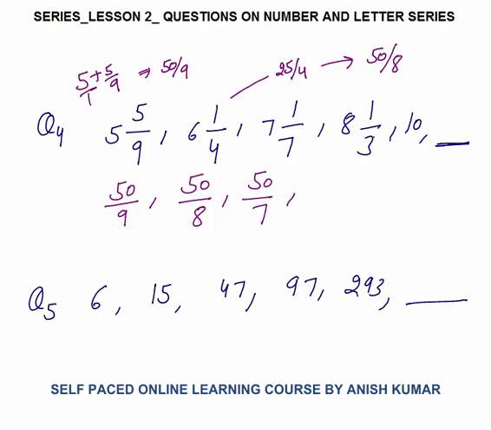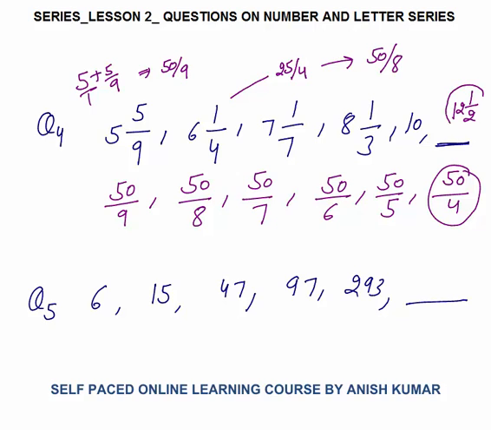Same way 8 1 by 3. This is 25 by 3. 8 3s are 24 plus 1, 25 by 3. 25 by 3 you can write it as 50 by 6. Same thing. This 10 you can write it as 50 by 5. Now you can easily see the pattern. Numerator is same, 50. Denominator is decreasing by 1. So next term by common sense will be 50 by 4. And that will be your final answer. 50 by 4 means 25 by 2. You can write this as 12 and a half. So 12 and a half will be my final answer.